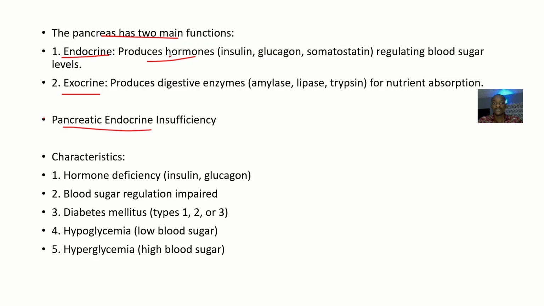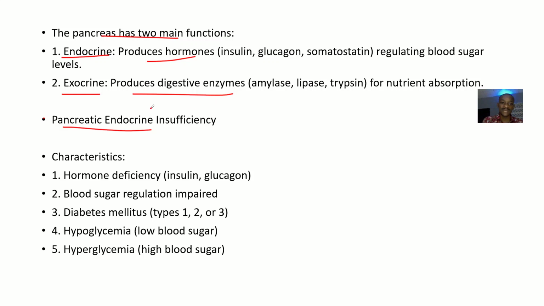For the endocrine function, it produces hormones like insulin, glucagon, and somatostatin, which regulate the blood sugar levels. Then the exocrine function produces digestive enzymes like amylase, lipase, and trypsin. That's for nutrient absorption.